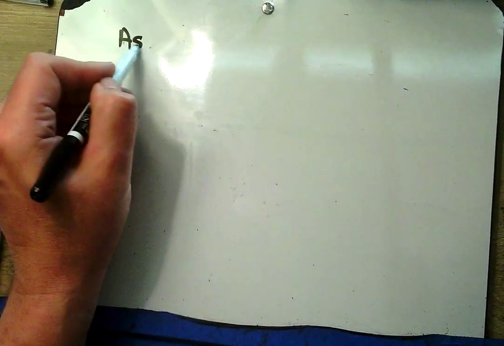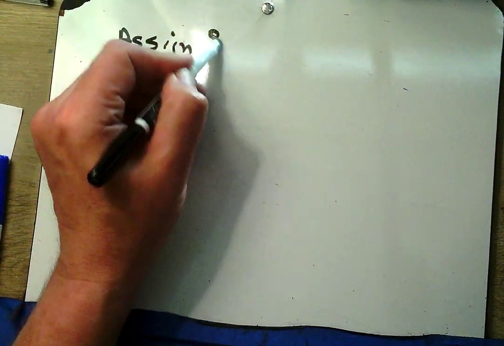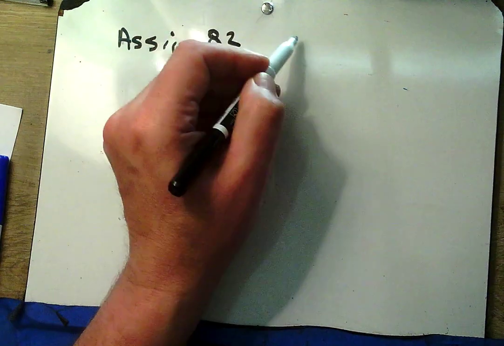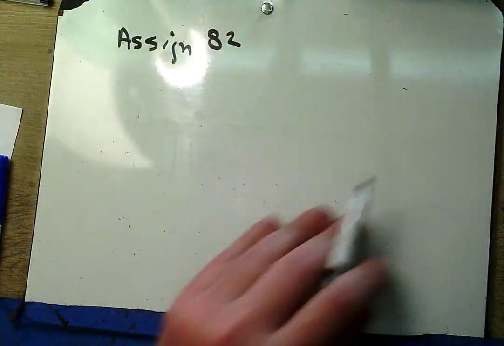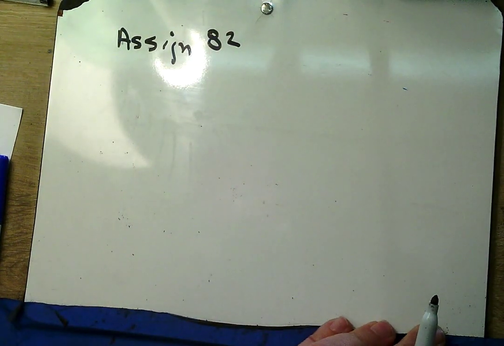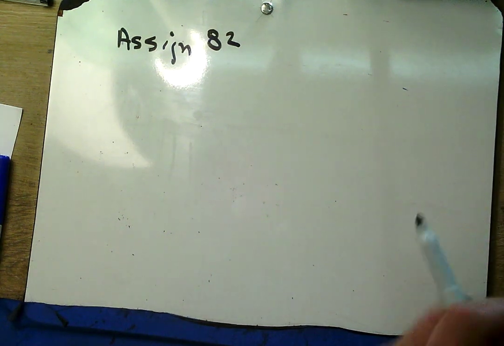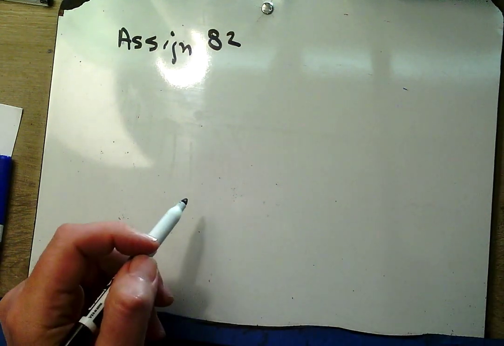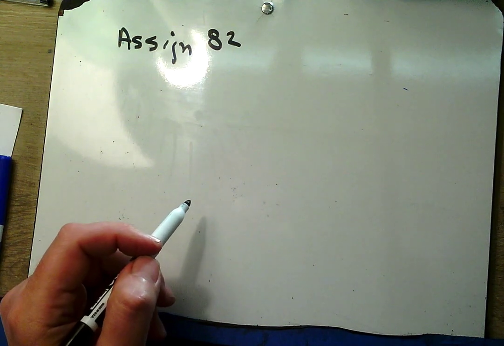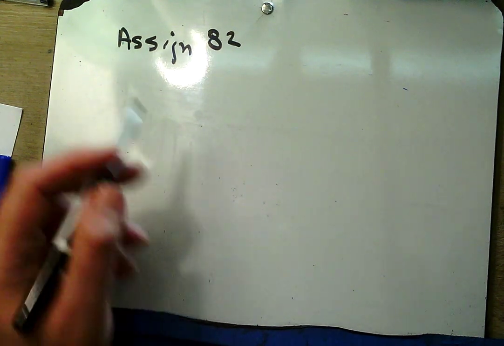Hey everyone, we're looking at assignment 82 today, finishing up our discussion about systems of inequalities, focusing mostly on going backwards. And yeah, let's see how it goes. Well, but maybe we should practice one going forwards first. All right, you talked me into it.